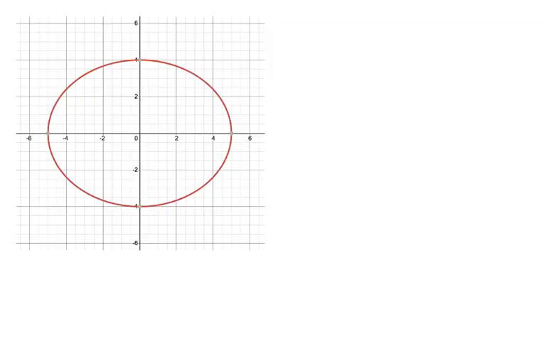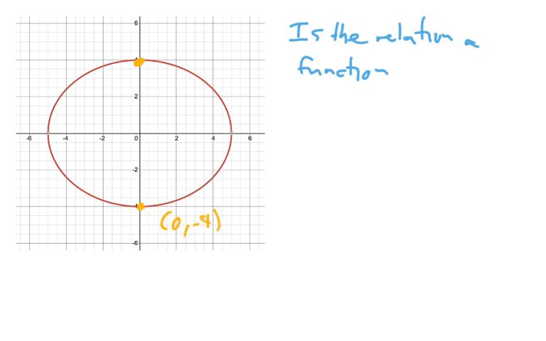Let's look at these relations defined by graphs and see whether they're functions or not. So again, the question is, is the relation a function? A function is a relation in which no two different ordered pairs have the same first coordinate. In a graph, it is really easy to see this. Look at these two points, for example. This is the point (0, -4), and this is the point (0, 4). Those two ordered pairs have the same first coordinate, which means it's not a function.